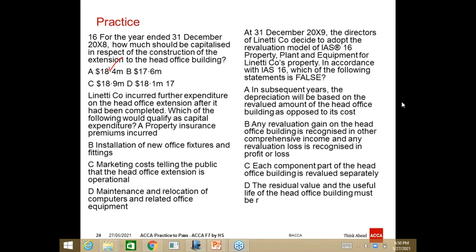What if the borrowing cost incurred on the loan, which was used to specifically finance the head office extension, which amounted to 0.8, were not specific? If it is not specific and if it is a general borrowing, so first you need to calculate the weighted average borrowing rate if we have more than one loan. And you need to see the time period over which the construction took place.